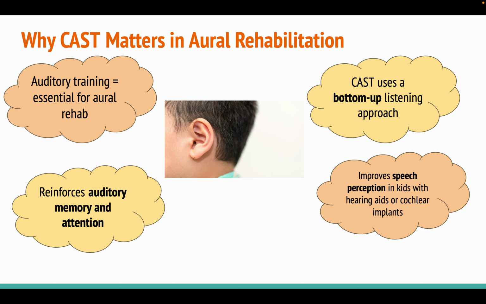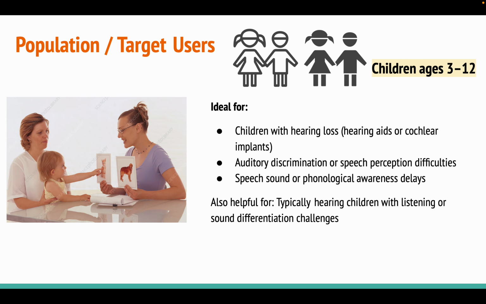Research shows that auditory training can actually reorganize parts of the auditory cortex, which leads to better speech perception and language understanding over time. CAST is primarily designed for children between the ages of 3 and 12. It's especially helpful for kids with hearing loss who use hearing aids or cochlear implants. Even though they have access to sound, they still need structured training to tell subtle speech differences.